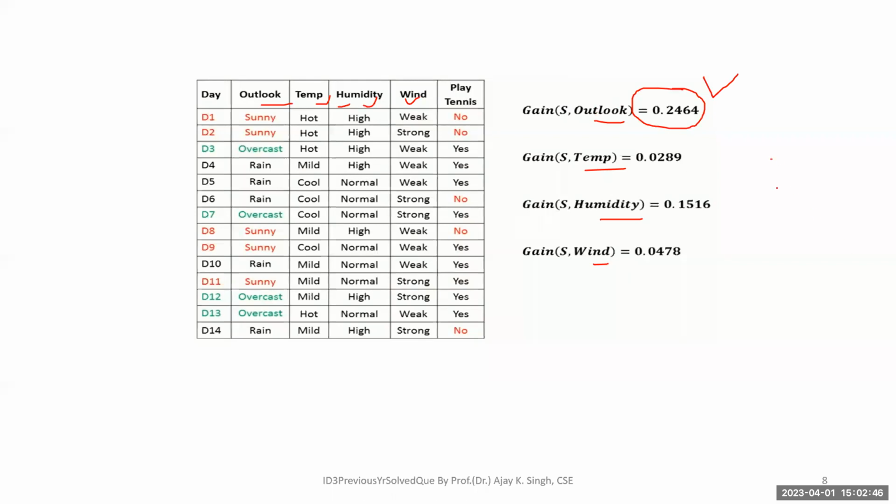So this will be on the top. Outlook will be the root node now. Next, we are going to go for this. Again, the same iteration is going to be repeated. This iteration was for outlook only, which will be the root node.